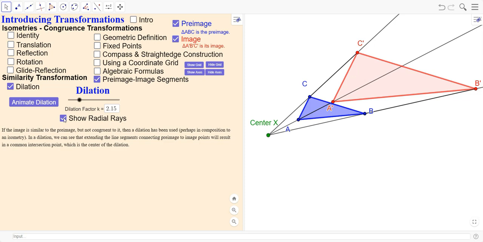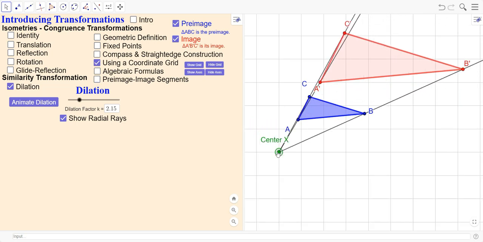Now, in general, similarity transformations are found by compositions of isometries and a dilation. It might not just be a dilation by itself, but all similarity transformations can be figured out from there.